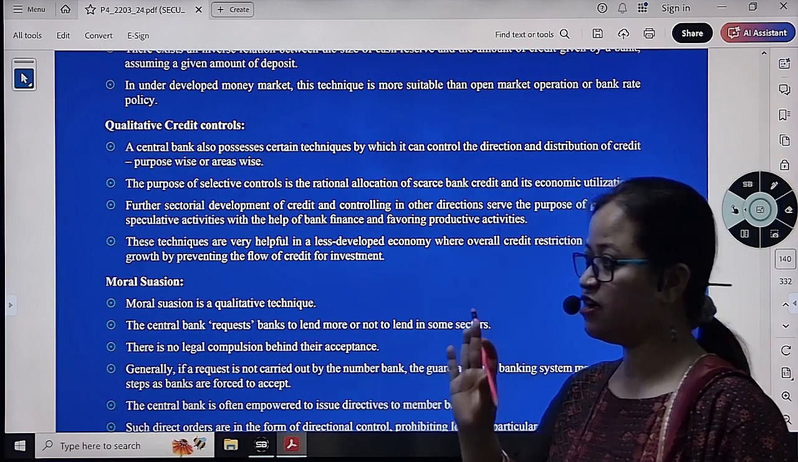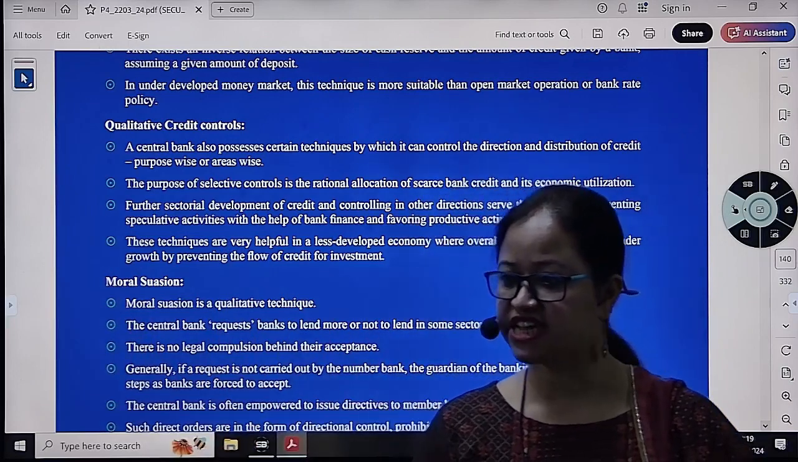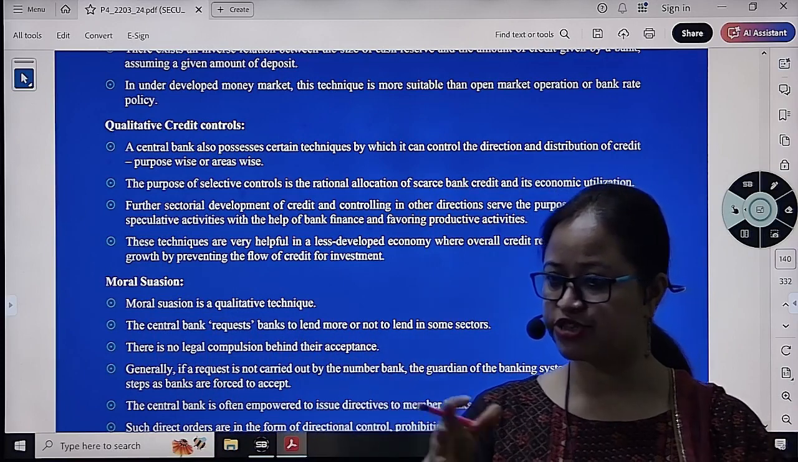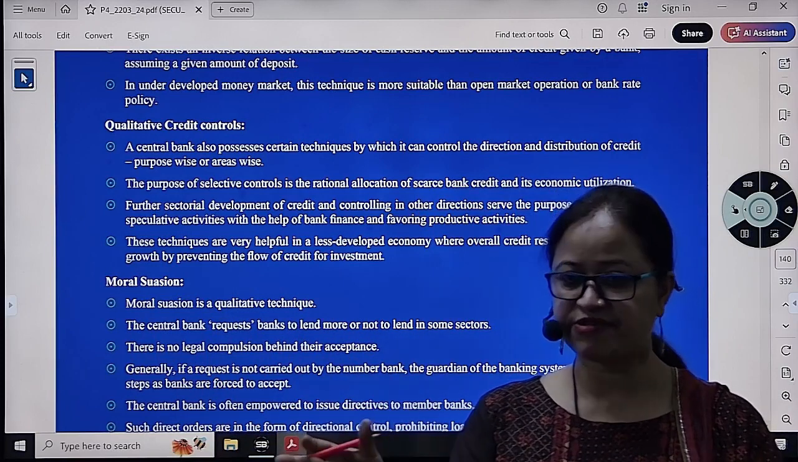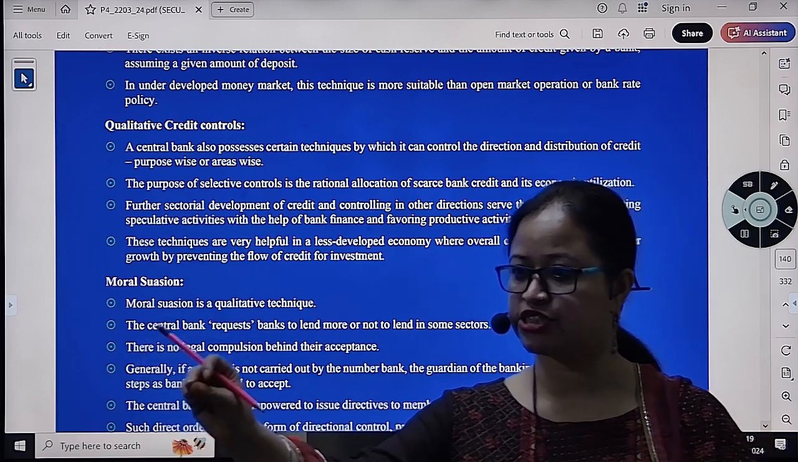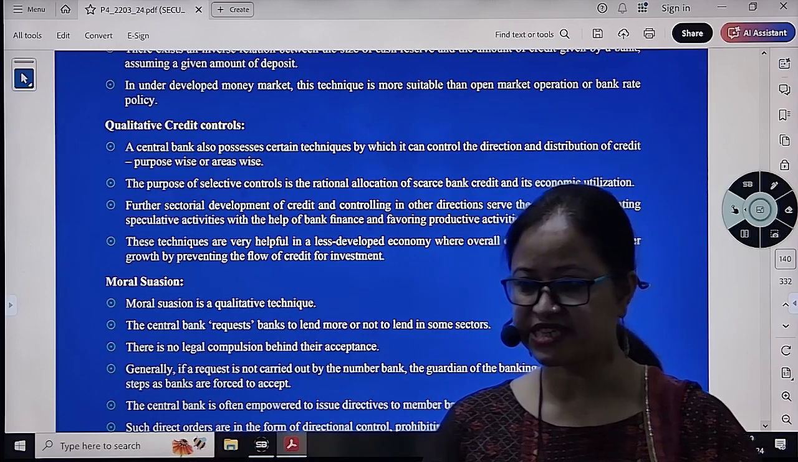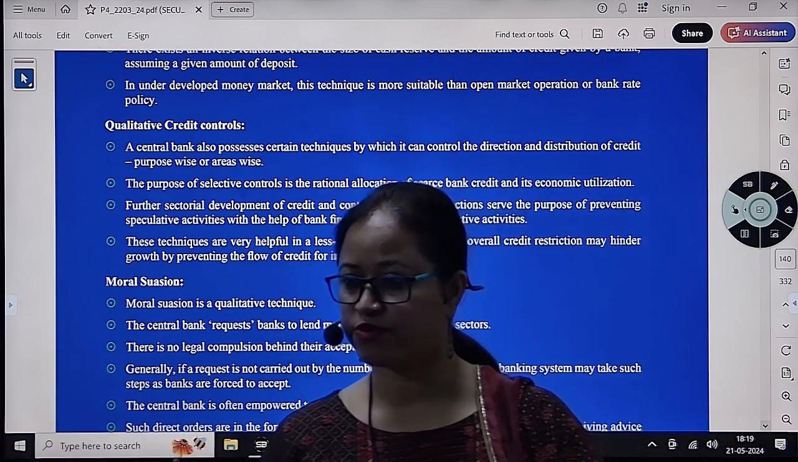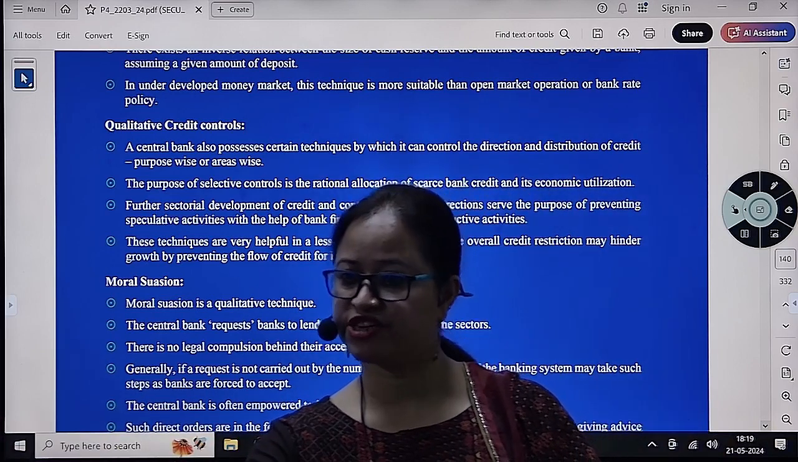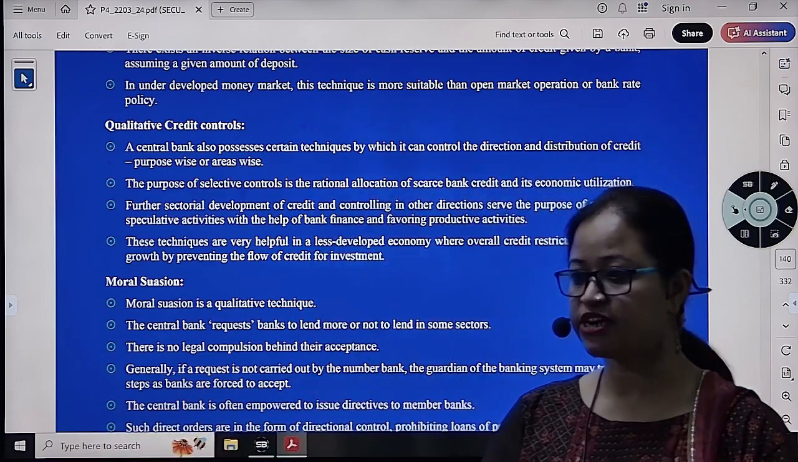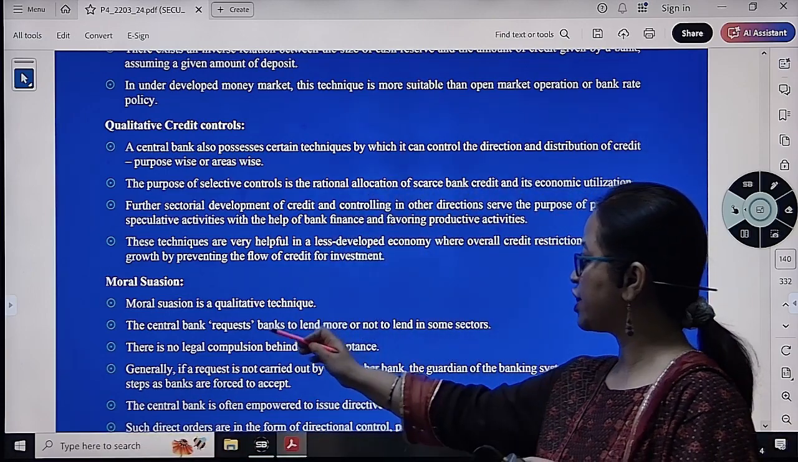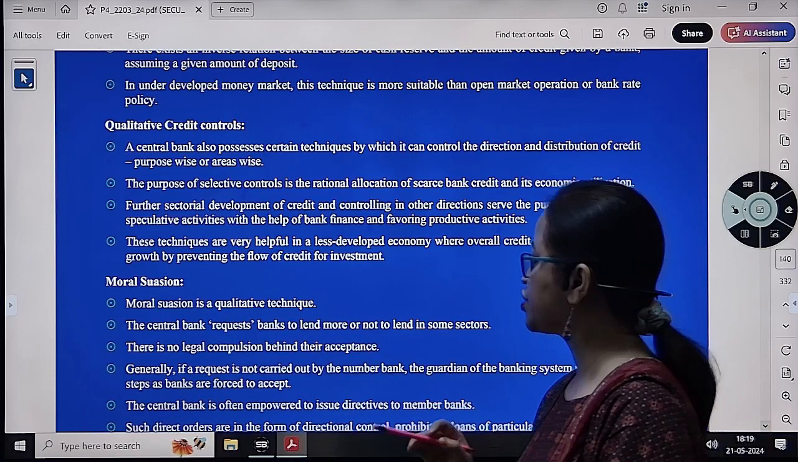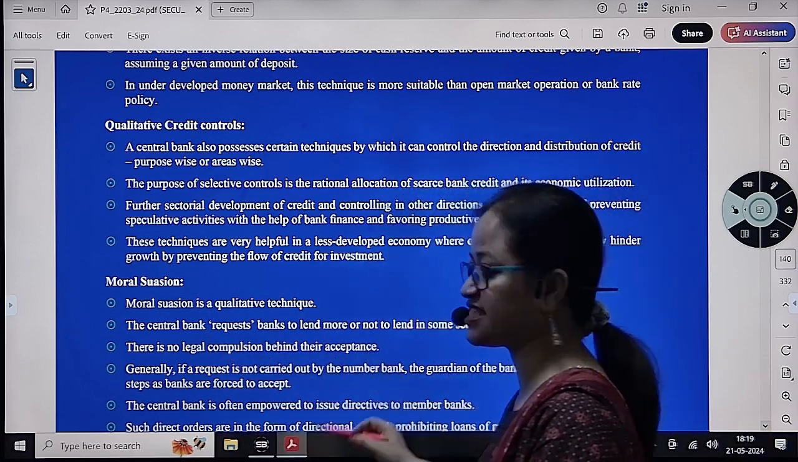Like lend more to some sector, because there are various sectors in the economy: agricultural sector, industrial sector, right? There are various sectors in the industrial, like for businesses we have different sectors. Education is one of the sectors, right? Give to people who want to do business in this sector, give less in that sector, increase the rate of interest, okay? The central bank will request banks to lend more or lend less in some sectors, okay?